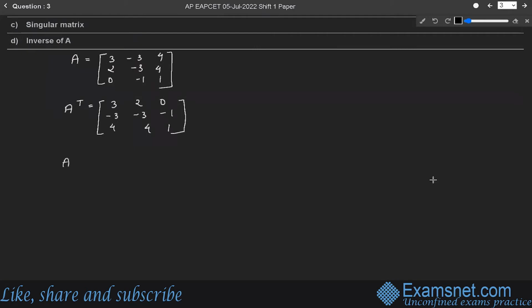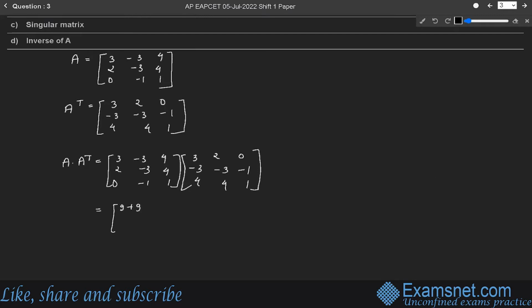Now we have to calculate A into A transpose. So A into A transpose will be equal to 3, minus 3, 4, 2, minus 3, 4, and 0, minus 1, 1 multiplied by A transpose, which is 3, 2, 0, minus 3, minus 3, minus 1, and 4, 4, and 1. On multiplication, it becomes 9 plus 9 plus 16, 6 plus 9 plus 16, and 0 plus 3 plus 4.